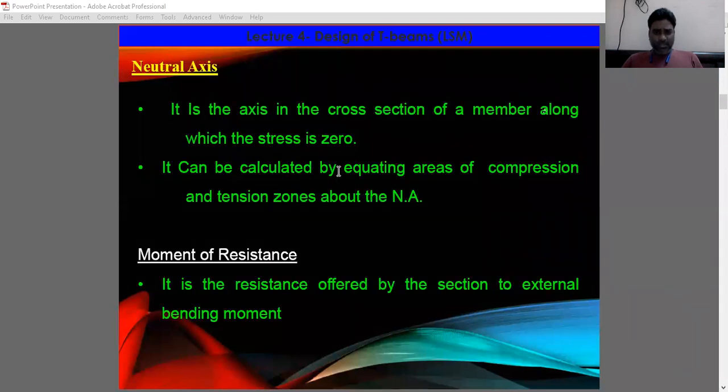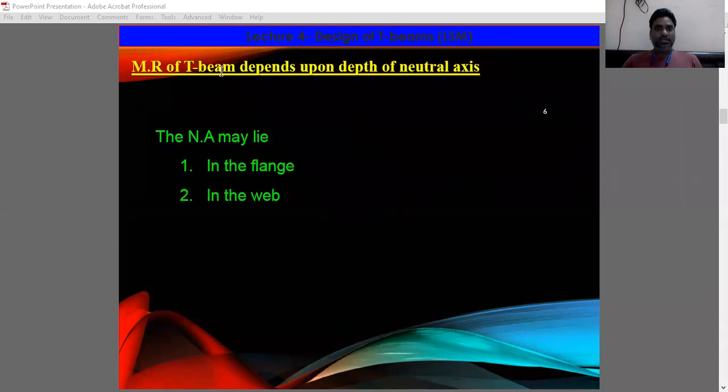Because I'm not going to discuss the details of this neutral axis, as all these things were covered in our design of rectangular beam. So the moment of resistance in a T beam depends upon the depth of the neutral axis, because if the depth of the neutral axis changes, then the moment of resistance will also change.